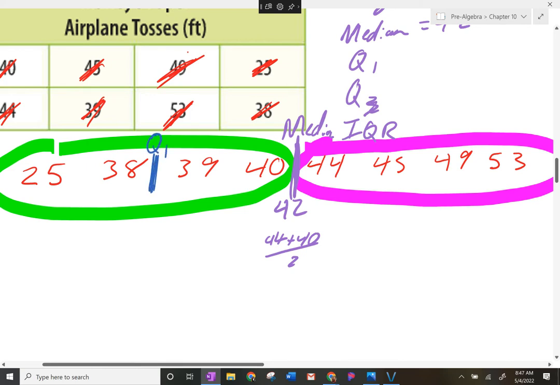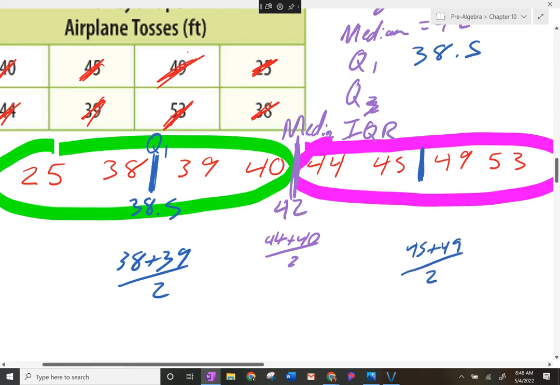So I'm going to take 38 plus 39 divided by 2. So 38 plus 39 divided by 2. My quartile 1 is going to be 38.5. My quartile 3, I'm going to find the median of this one, which will be right here. I'll take 45 plus 49, divide that by 2. So I should end up with 47. 47 even. So I got 47 for that number.